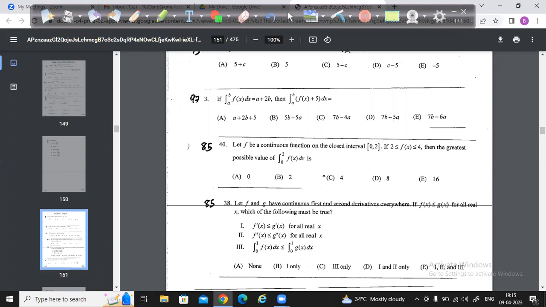He's asking what is the greatest value. He gave the f of x value as 2 to 4. To get the maximum value, f of x should definitely be 4, right? So you'll plug in f of x as 4 and simplify and we'll get the answer. So 8 should be your answer. Direct, simple question. I'll get the maximum of this when f of x is maximum. f of x is 4. So 4x, 8 should be your answer.